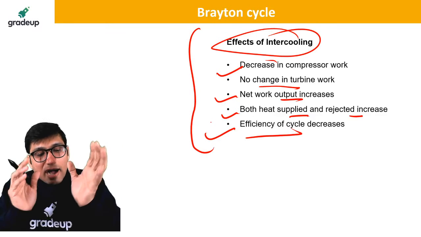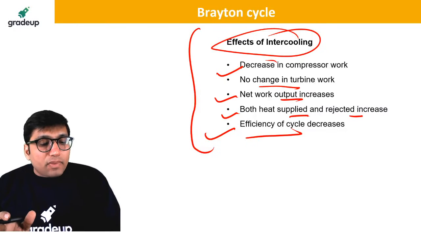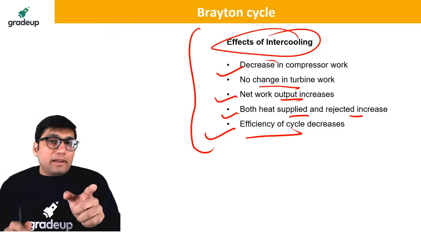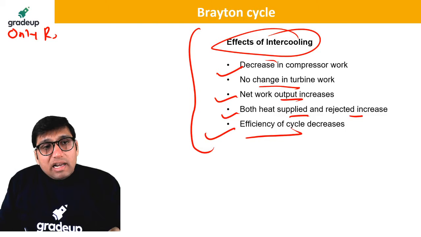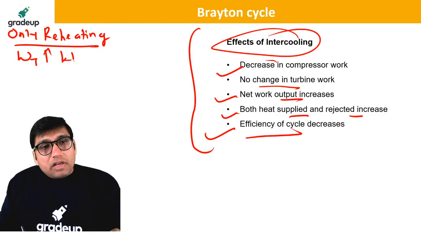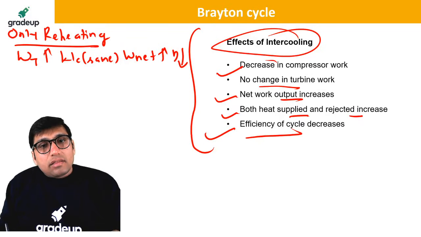Okay, so I have to tell you a very important point here. In the case of a Brayton cycle with only reheating, turbine work will increase, compressor work will be the same, net work will increase, but efficiency will decrease.